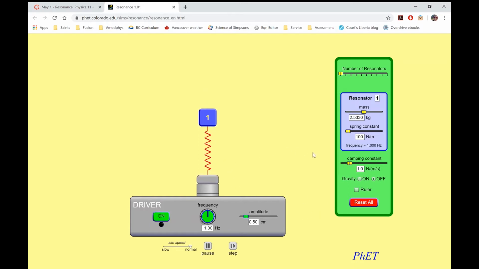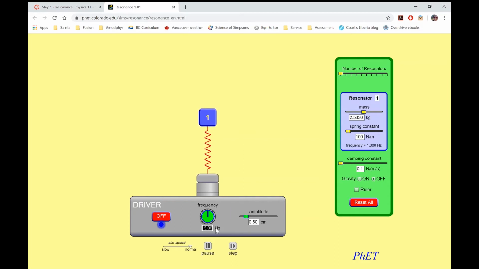If I reset this so you can see that motion without my initial pull, I put this back on at 3. I don't get a lot of vibration. The bottom is oscillating at 3 hertz and not much is happening with this mass because I'm trying to force it to oscillate at a frequency that's not its natural frequency.